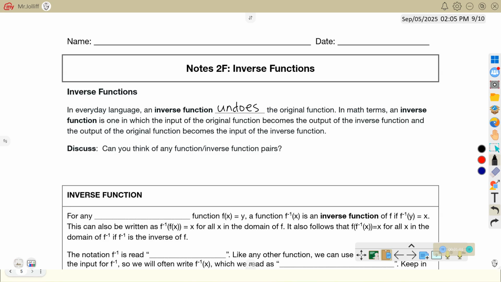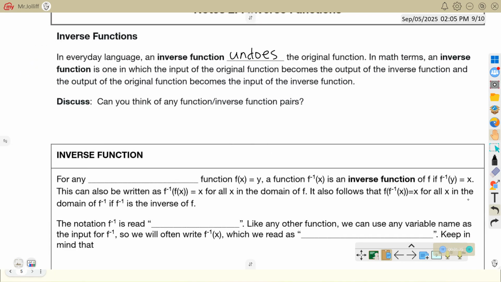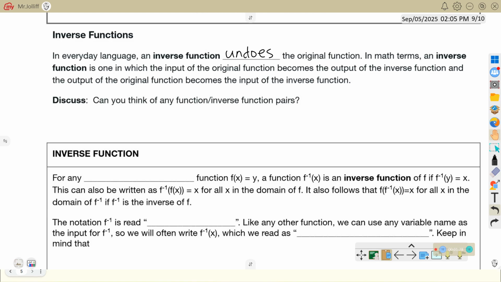In math terms, an inverse function is one in which the input of the original becomes the output of the inverse, which gives us a clue in how we find them. The x and the y are switching roles. Can you think of any examples that we have seen of functions that undo each other? One where if you do the one function and then the second function, you just get x back out. Functions that undo each other. I'm going to give you like 90 seconds. Discuss with your neighbors.